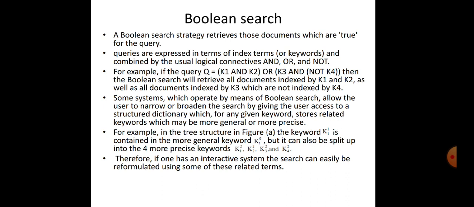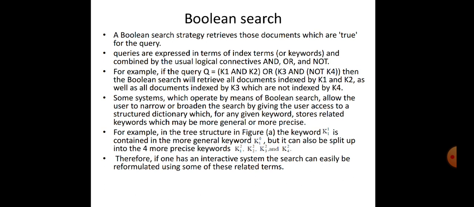Here, if you provide this particular query, our system will retrieve all the documents indexed by K1 and K2, as well as documents indexed by K3 which are not indexed by K4. This is an example for what? One binary search or Boolean search.